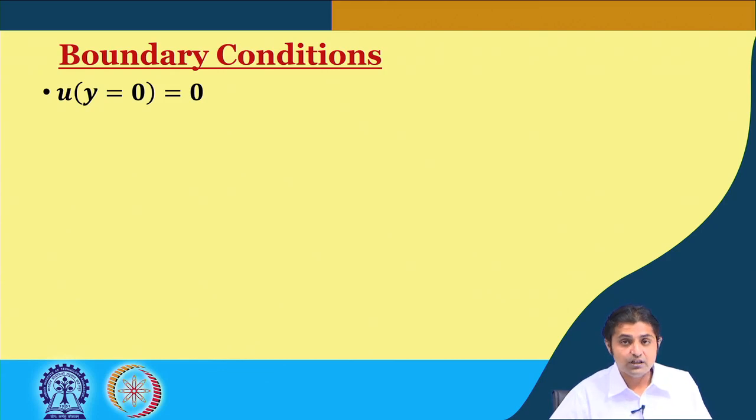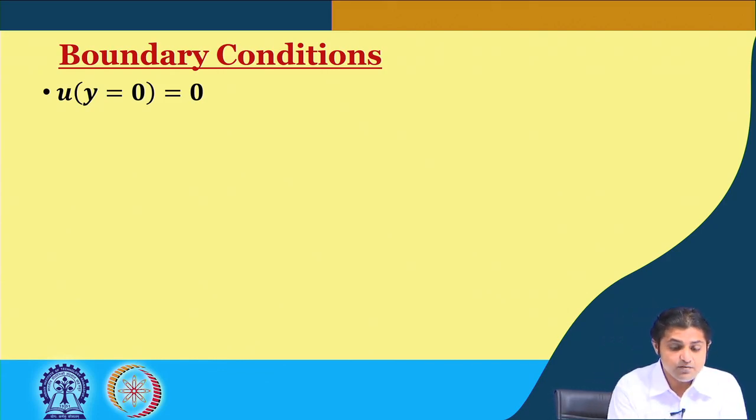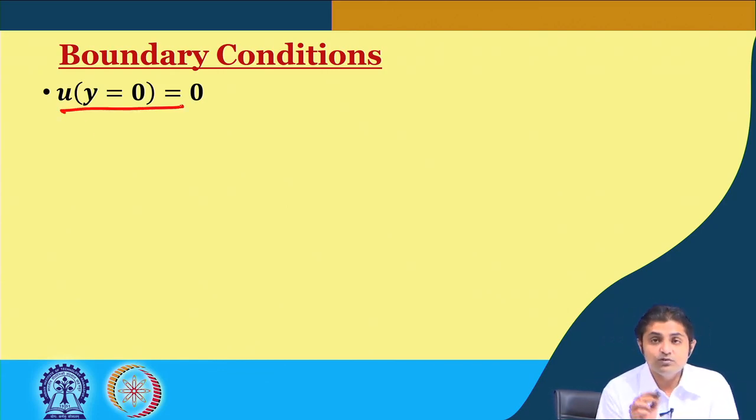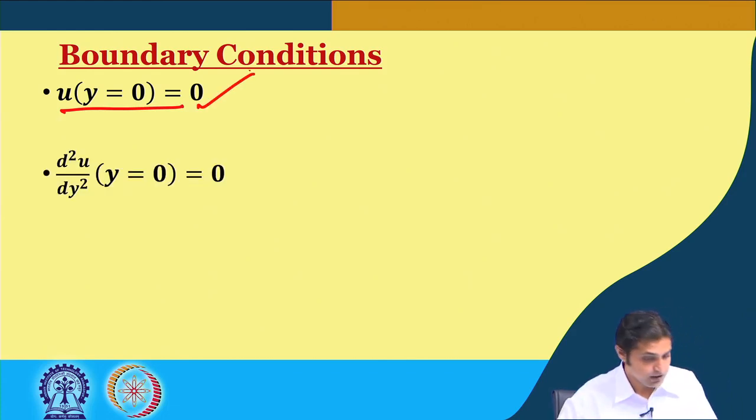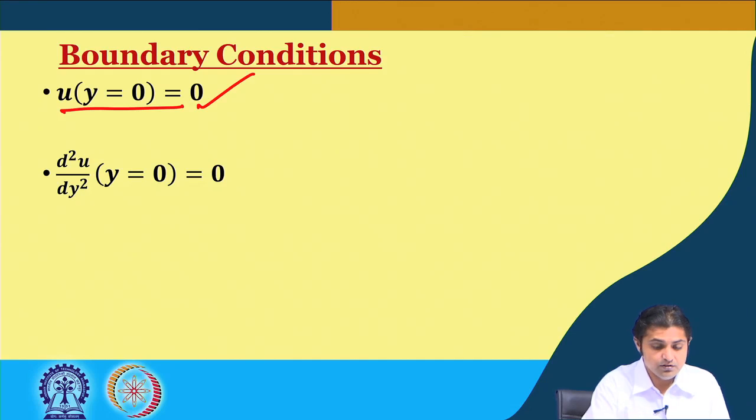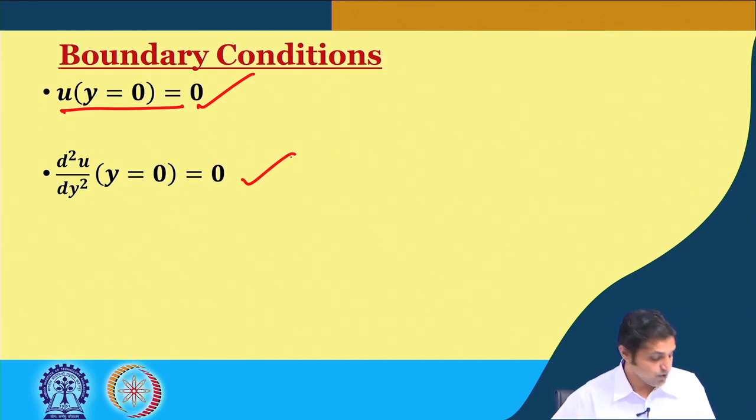Now what are the boundary conditions at the plate? It's very simple. u, the velocity at the plate, is going to be 0, correct. The second condition is d square u by dy square at y equal to 0 is 0. This is the second boundary condition.